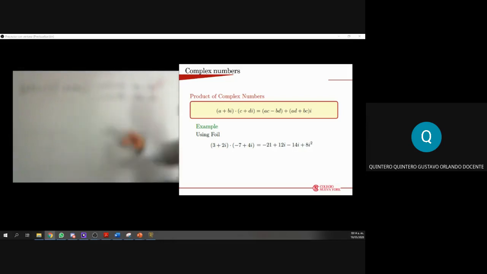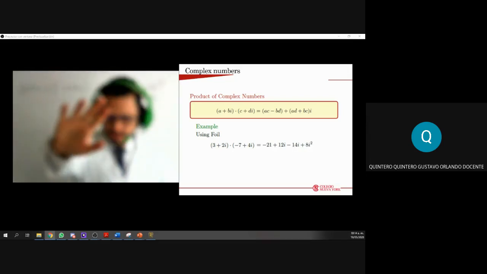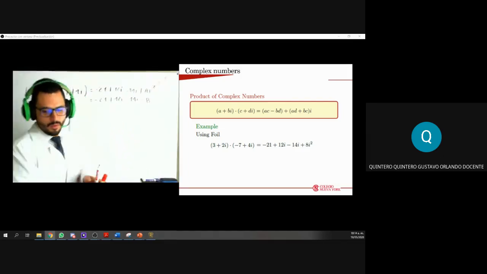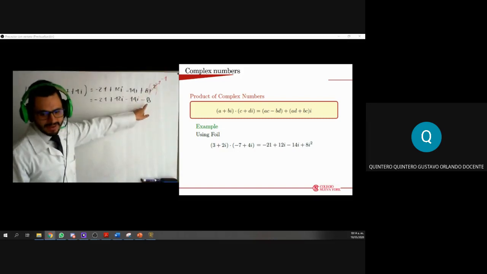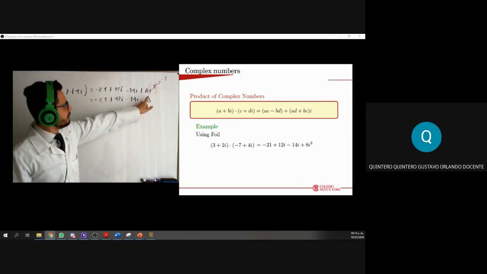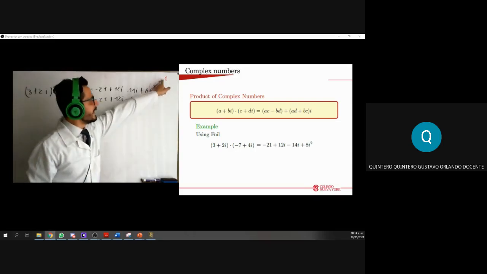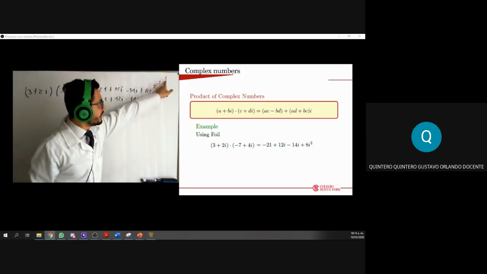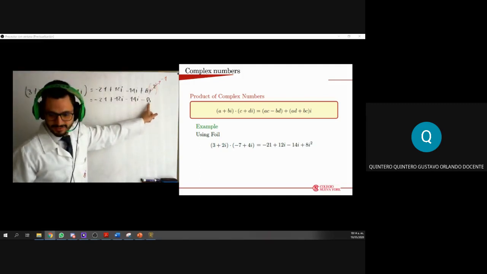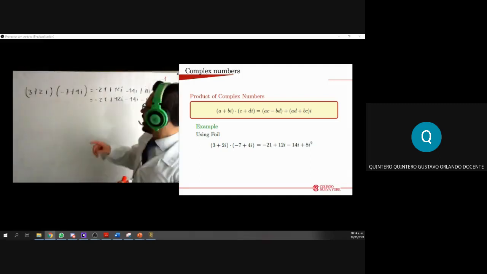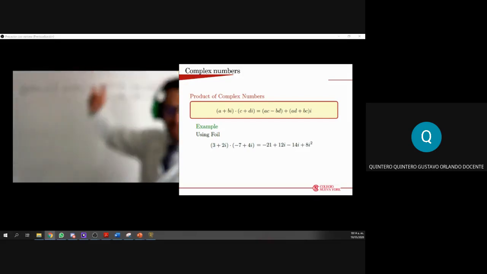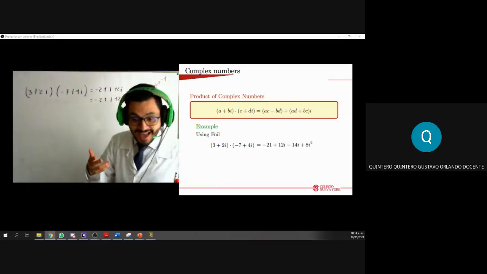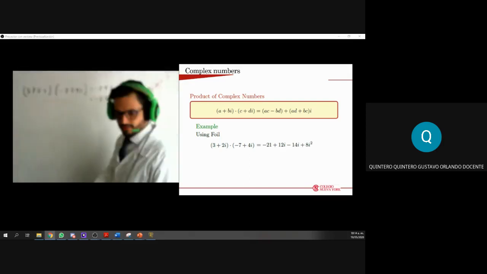Why did the positive become a negative? What happened? Because we have 8 times negative 1. So we have positive times negative, and 8 times 1, negative 8. Why did I change the i squared as a negative 1? Because that is the definition of the i, of the imaginary symbol.